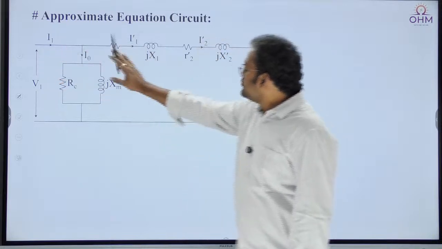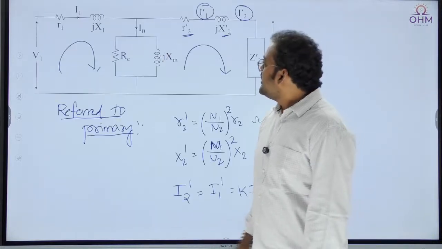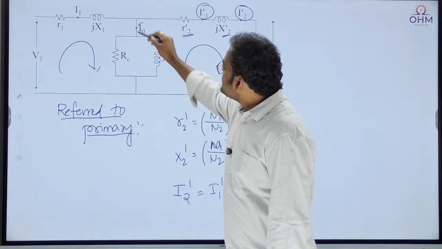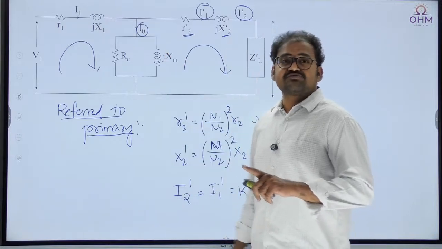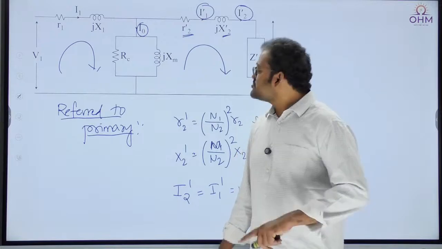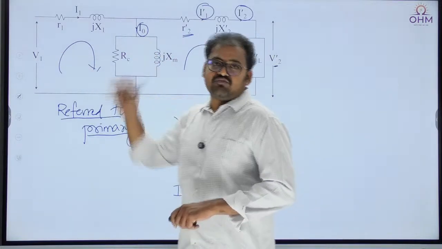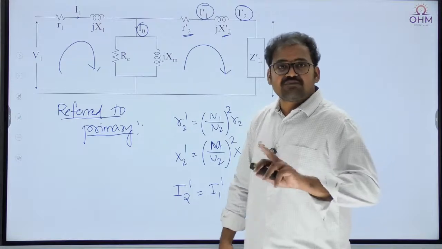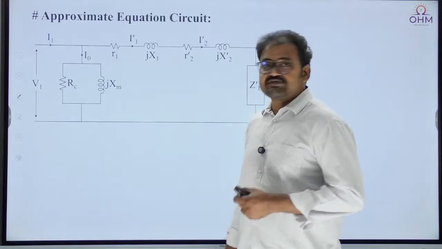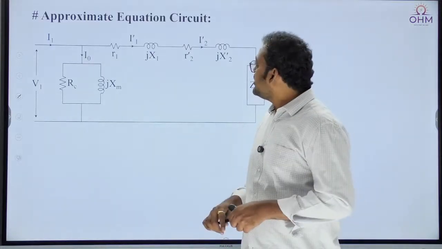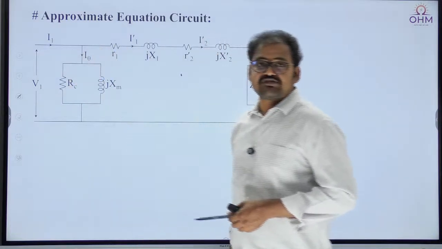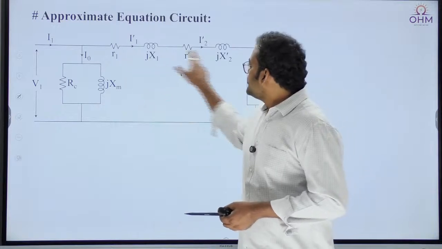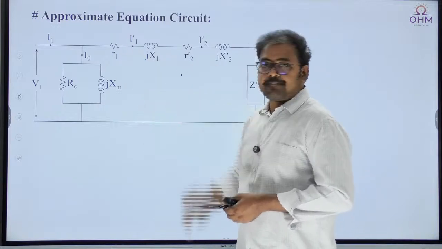Why am I free to shift this shunt branch? Because the current drawn by this shunt branch is nothing but the no load current, and we know the no load current is very small. That's why you can shift it to any side you want. The error becomes very low, because the no load current is very, very small. So what is the advantage of shifting the shunt branch from the middle of the circuit to the source side? Very simple. These two branches are now in series.